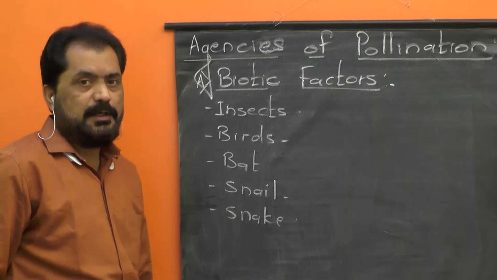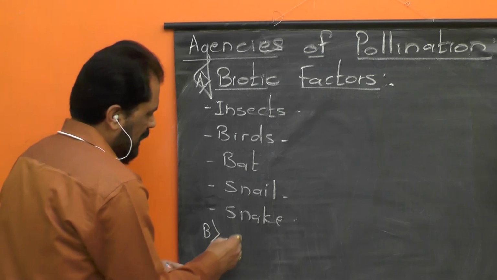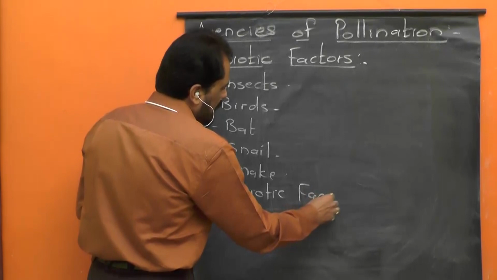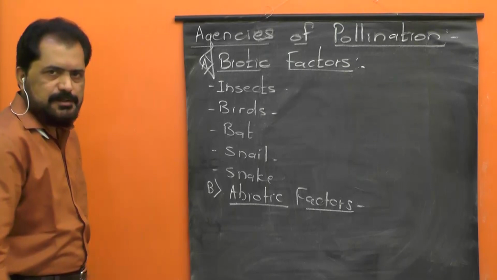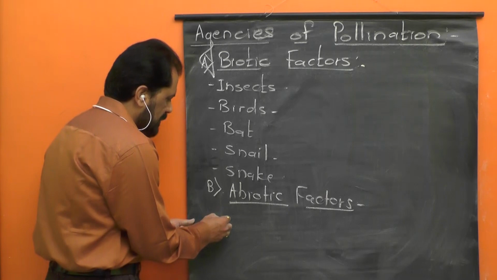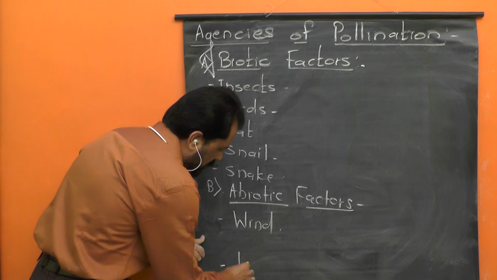And there are two major abiotic factors, abiotic agents. Abiotic in the sense non-living, nirjeev, such as the wind, and second, water.